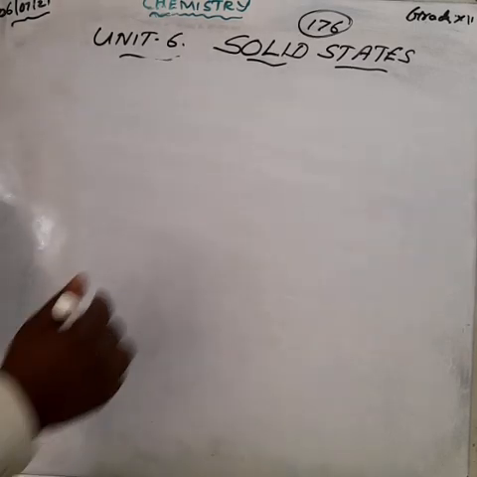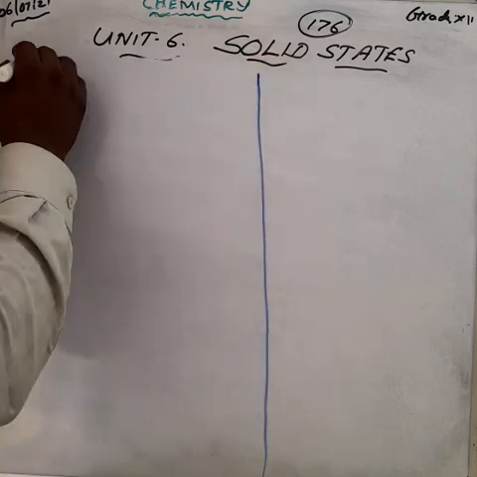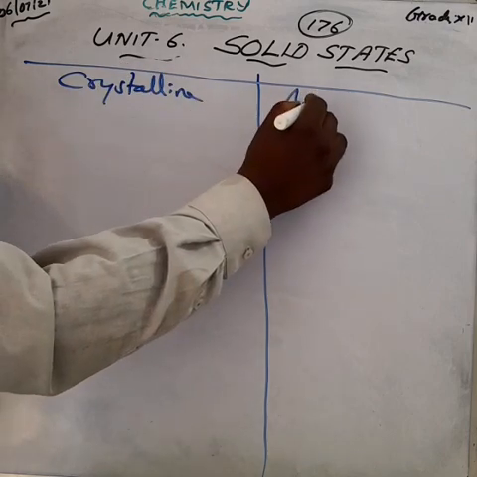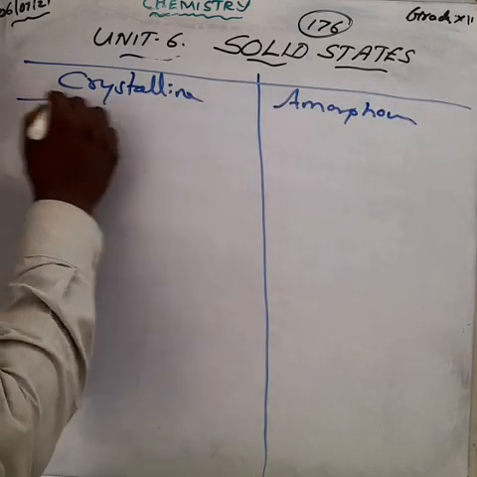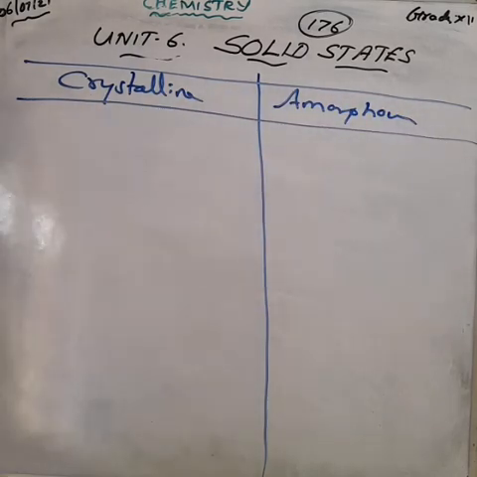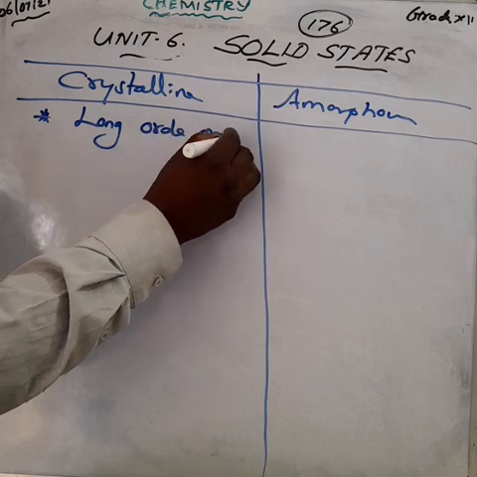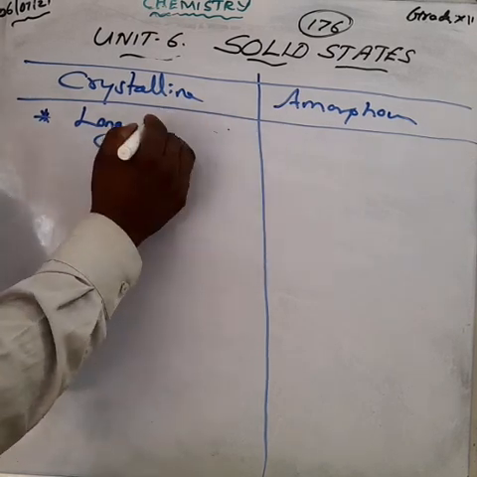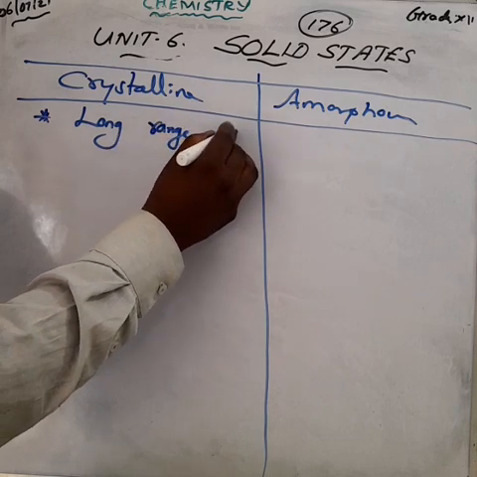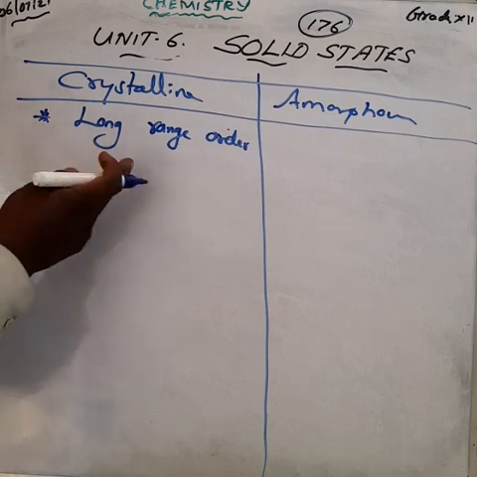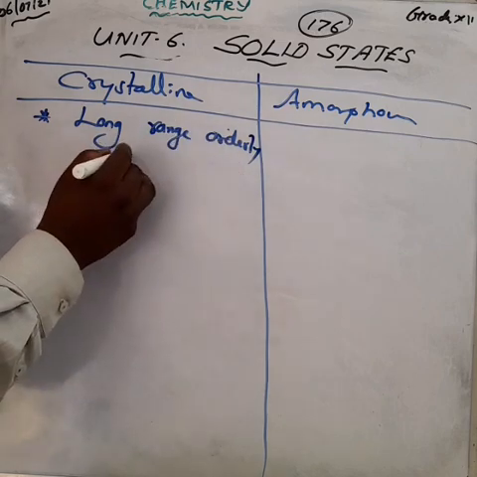Next, we discuss one of the very important questions, a 3-mark question: what are the differences between crystalline solid and amorphous solid? First point, crystalline solid has long range orderly arrangement of atoms, molecules or ions, that is, of constituents.